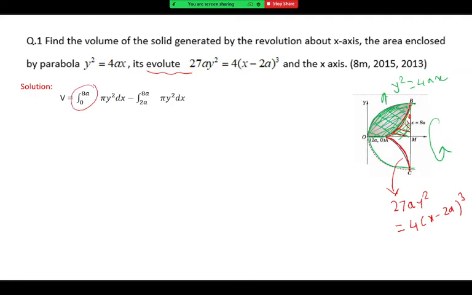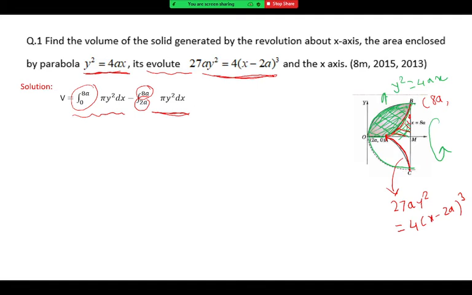So remember, this point of intersection you have to calculate. So x is equal to 8a is the intersection point. You can find that by solving these two equations simultaneously. And then this is the point x equal to 2a. So x equal to 2a to x equal to 8a for the second curve. This is the volume by the parabola, this part, and this volume is of the second curve, this one. And now the remaining part is just replacement of the value of y square.